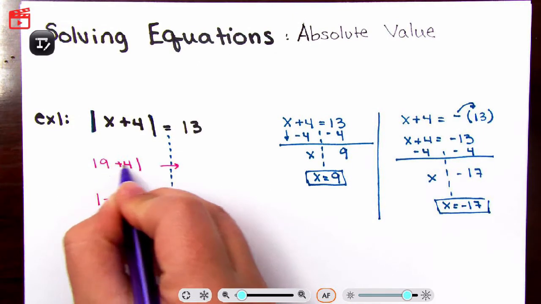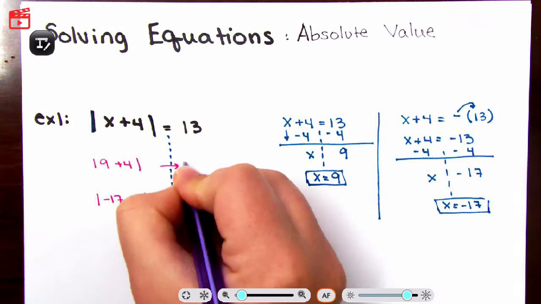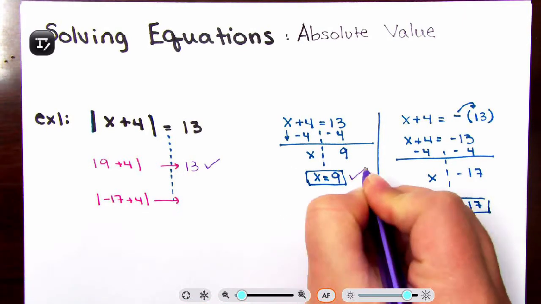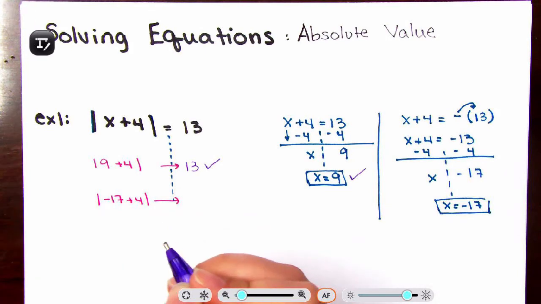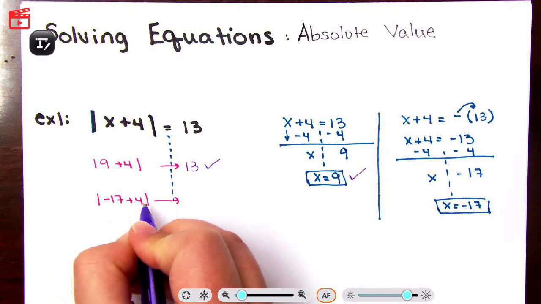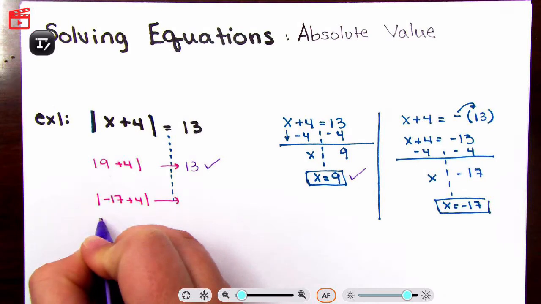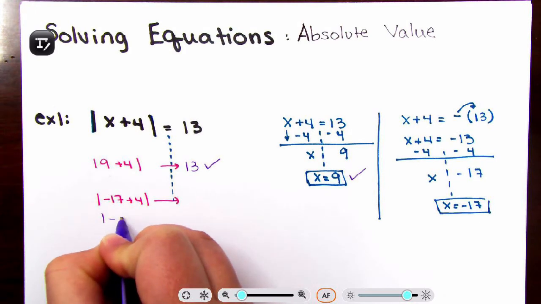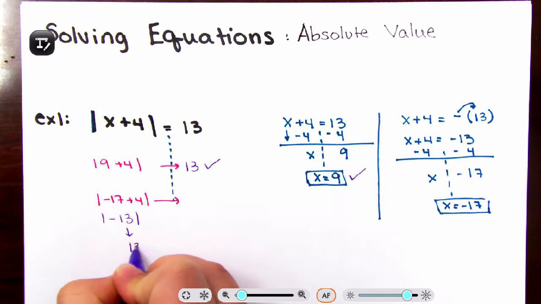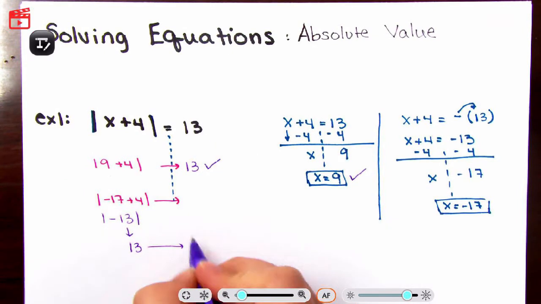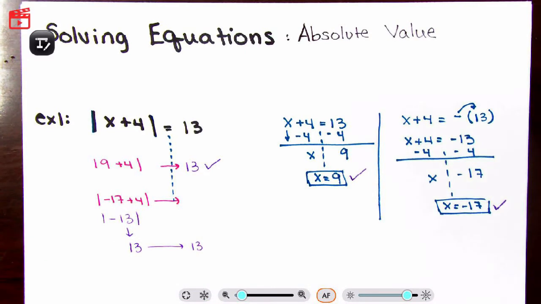Okay. 9 plus 4, 9, 10, 11, 12, 13. Yes, so this one does work. Negative 17 plus 4, well, we need to back up a little bit because we have 17 negatives, 4 positives. So that means I have a negative 13. Absolute value of negative 13 is a positive 13. Do we have positive 13? Yes. So both work. So how many solutions do you have? You have 2 solutions. What are they? x is equal to 9 and x is equal to negative 17.